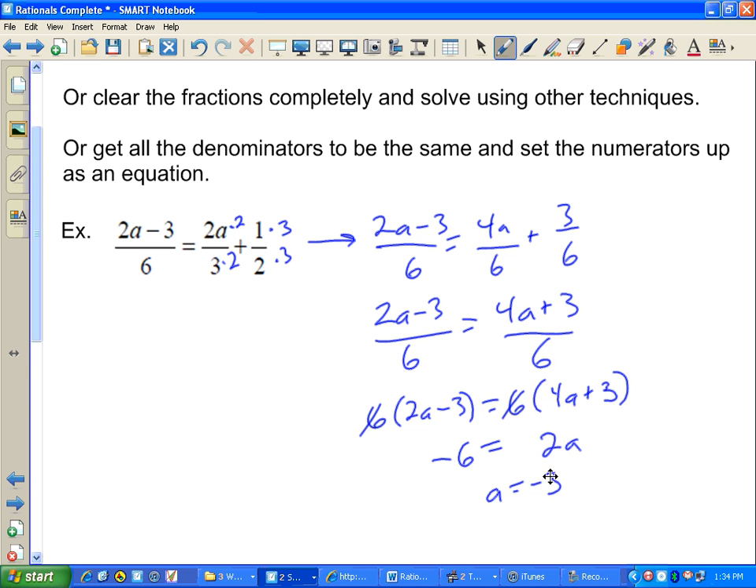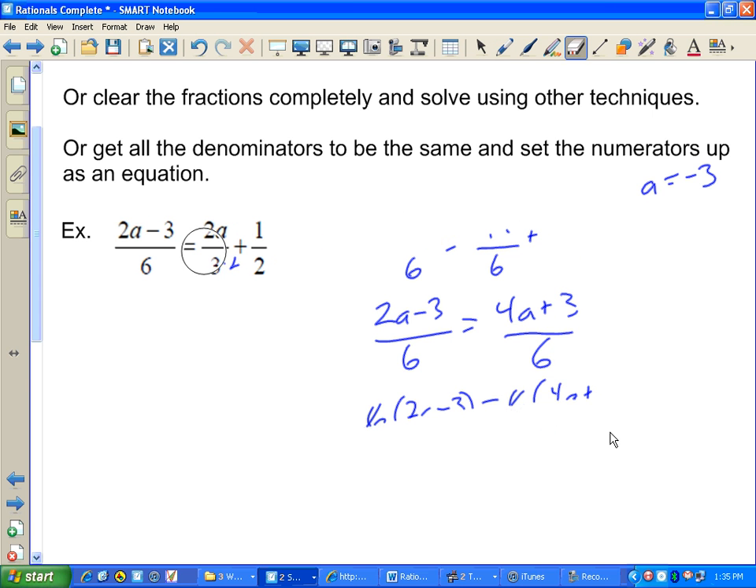Okay, so that's one option. Let's look at our next option. Clear the fractions completely and use other solving techniques. So I'm just going to move this answer that we got up here to make sure we get the same answer every time. And then I'll erase. I'll start fresh.